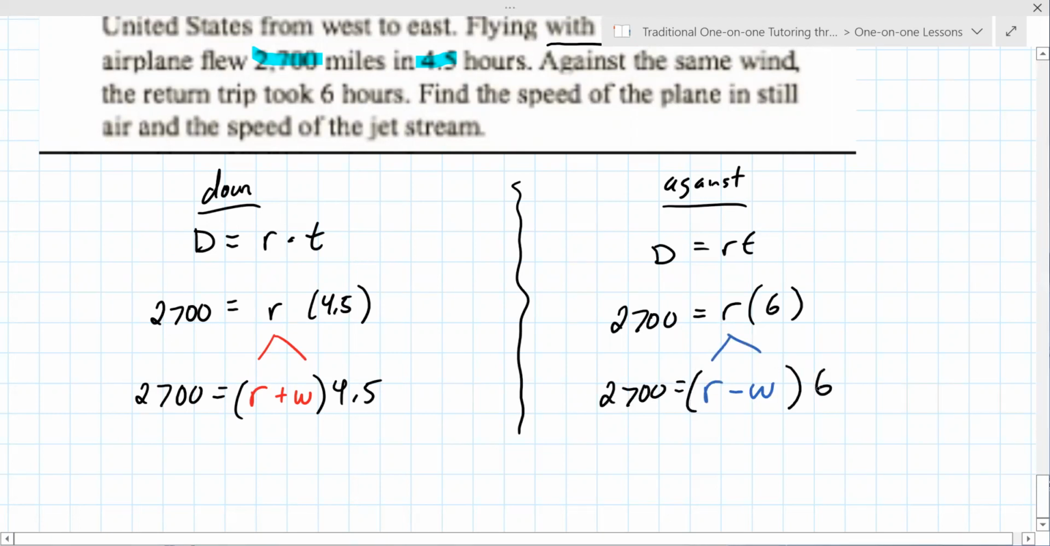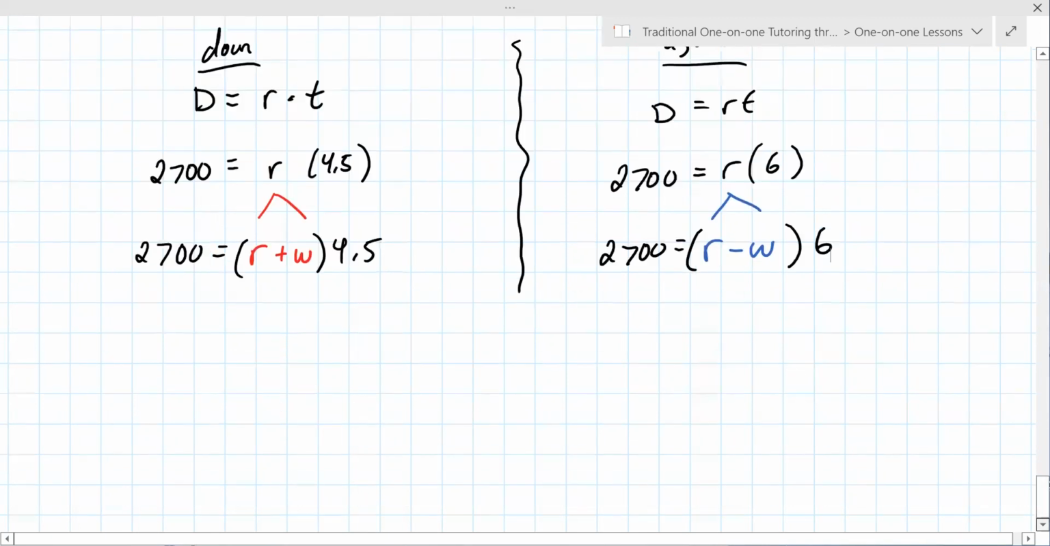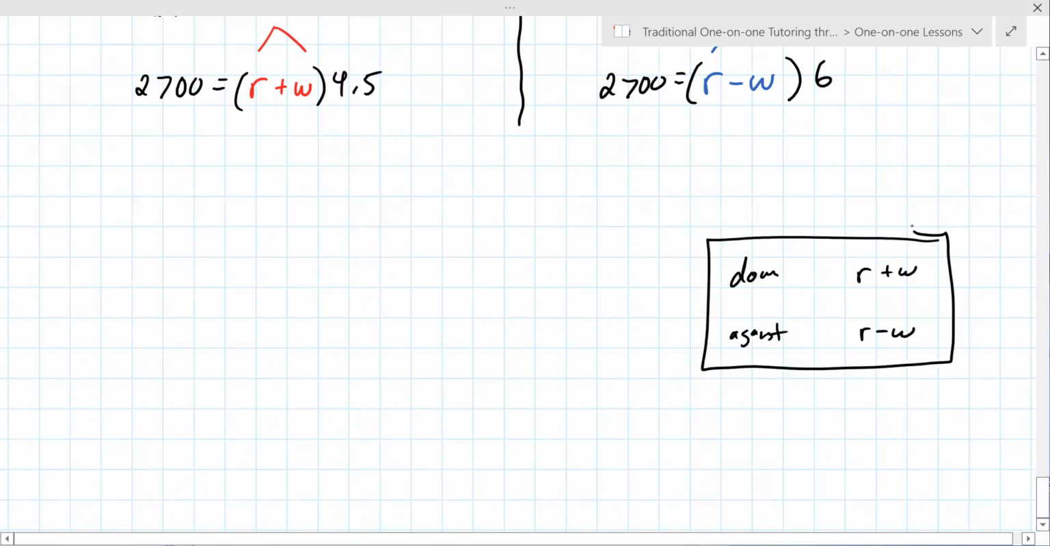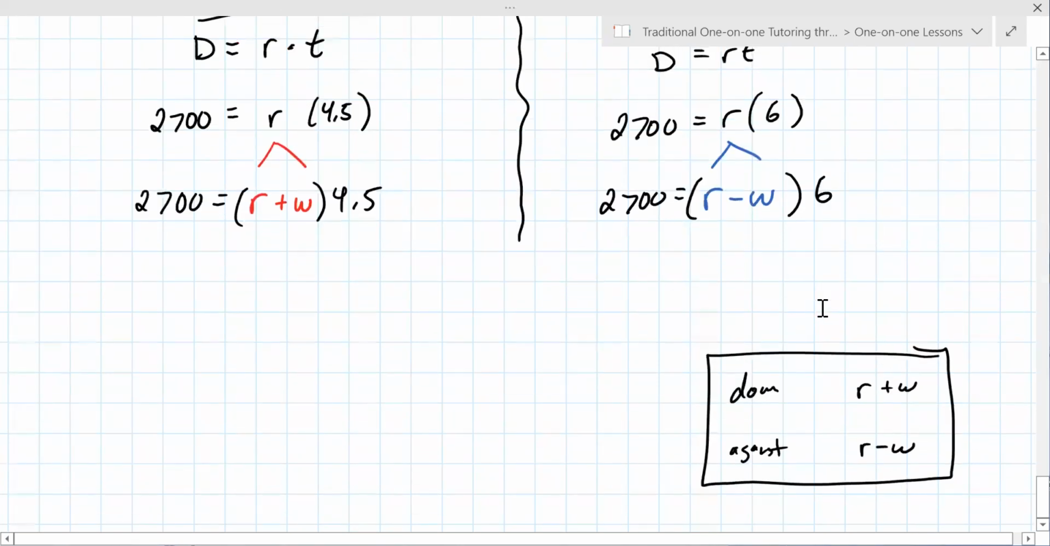The key takeaway from this problem, which I'll summarize at the end, is that when you're going downwind or with the wind, it's R plus W. When you're going against, it's R minus W. That's your key takeaway here. Maybe that's even in your notes.